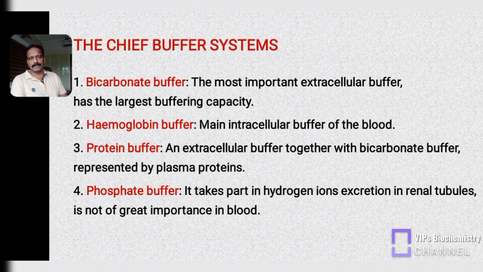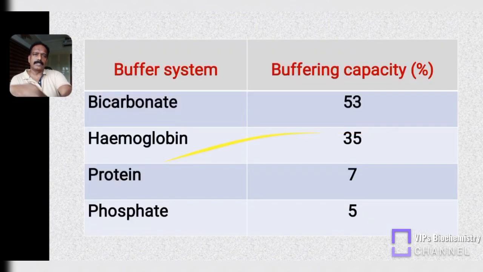The second part of blood buffers, the chief buffer systems. There are the bicarbonate buffer system, hemoglobin buffer system, protein buffer system, and phosphate buffer system. Let us see what contribution these buffer systems make to the entire buffering capacity of the body. Bicarbonate is the leading one, with more than 50% of the buffering capacity of the body taken care of by the bicarbonate buffer system. Then hemoglobin is there, 35%, and small contributions from the protein buffer system and phosphate buffer system.